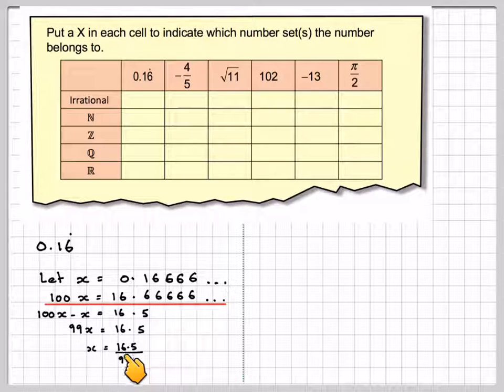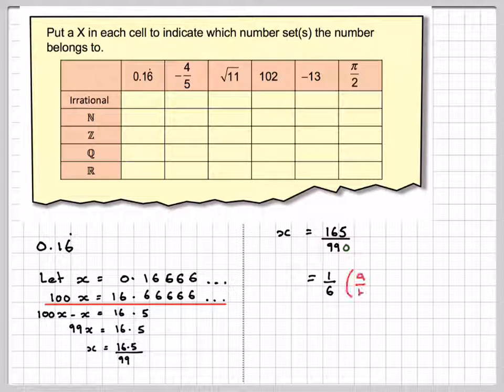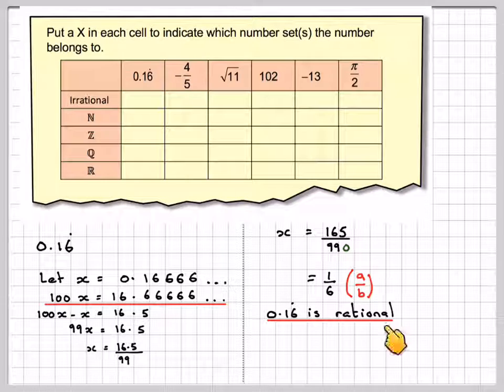That's not really a good fraction. So X will be equal to 165, and then you need to put in an extra 0 because you've moved the decimal point here one place. So you need to add in a 0 at the bottom here. And that will cancel down to 1/6, which is A over B. But here you've actually determined that the number is a rational number because it can be written as A over B. So 0.16 recurring is rational. So we'll remember that, we'll come back to that.